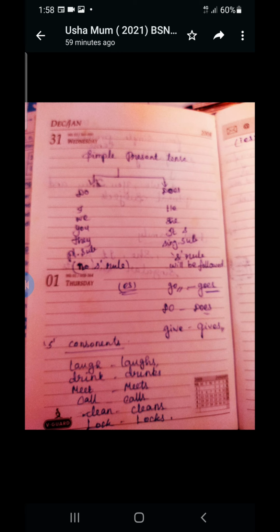Now listen, here is a verb, go. If the verb ends with a vowel letter, look at this verb, it ends with the vowel letter O, we have to add es at the end of the verb. So now just understand, if any verb ends with a vowel letter A, E, I, O, U, we have to add es. Do, does. Give, es, because E is a vowel letter. We should add es, but E is already here, so that's why we add s.